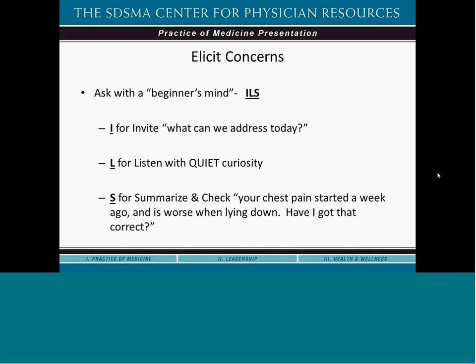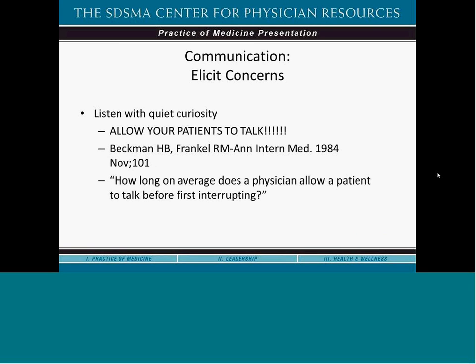I for invite, what can we address today? L for listening with quiet curiosity, and then S for summarizing and checking. Number 2 on this list, L, listen with quiet curiosity, is by far the most important of the 3.